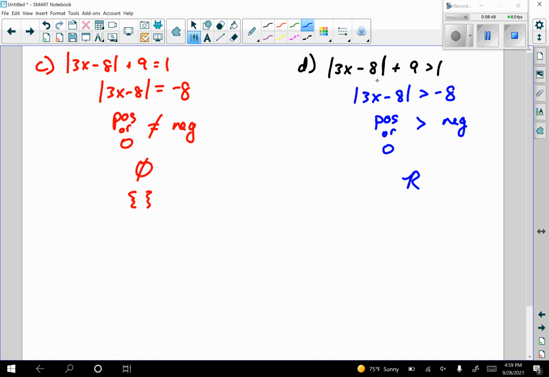No matter what you substitute into here, it's going to give us positive. Then we're going to add 9 to it. So that will always turn out to be greater than 1, or in this next case, a positive will always result here on the left side, which will always be greater than negative 8.